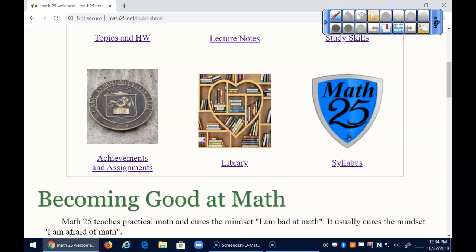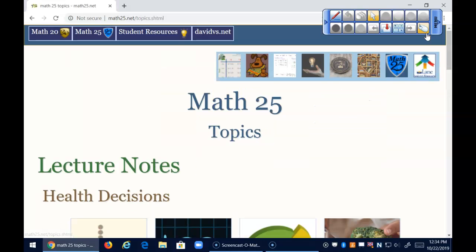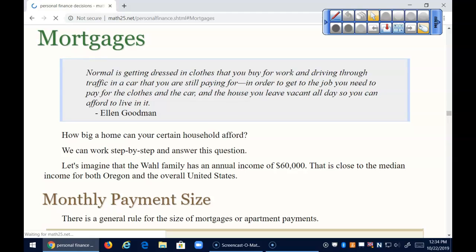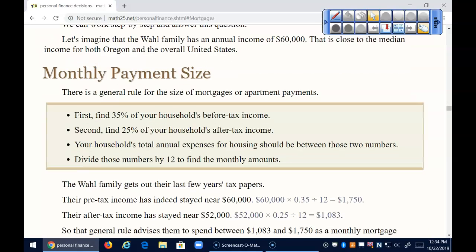New topic. Topics. So today we get to do mortgages. As always, I'm not going to read all the cute little comments and things like that. You should be going back either before or after class and looking at these things. But let's talk about mortgages. Our goal today is to find out, based on your household's income, how big a mortgage you can afford. That's an interesting, realistic question.